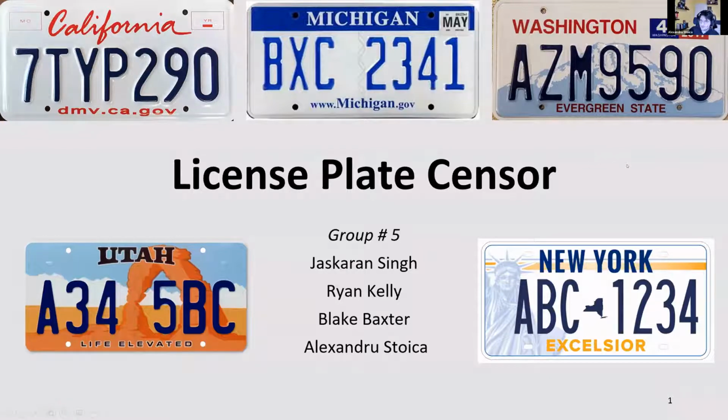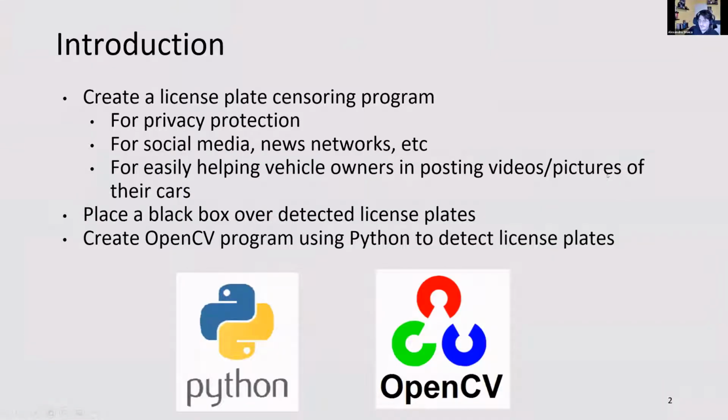So again, a little introduction to what we're going to be doing with the program and why we thought of using it. There were a variety of reasons, whether it be privacy protection or helping in social media. News programs like to blur out the license plate every single time they're showing videos. And if you're a vehicle owner and you want to take a quick video or picture of your car, you don't have to worry about going into Photoshop, paying the subscription to start Photoshop and then blurring out your box. It's just a nice little hassle-free option. And we're going to be doing that by detecting a license plate and putting a black box over it.